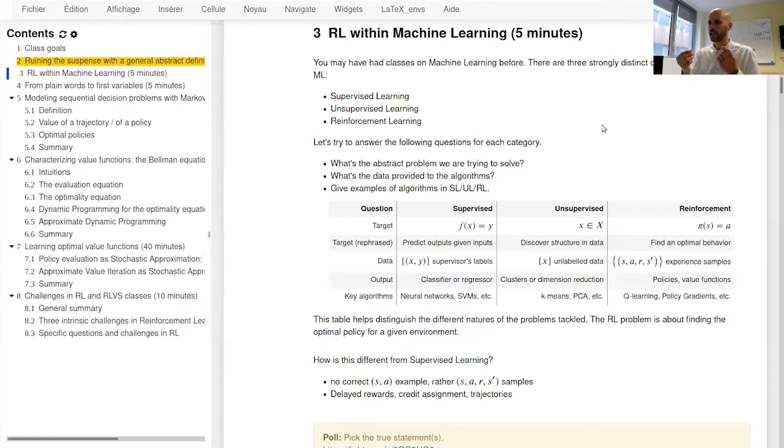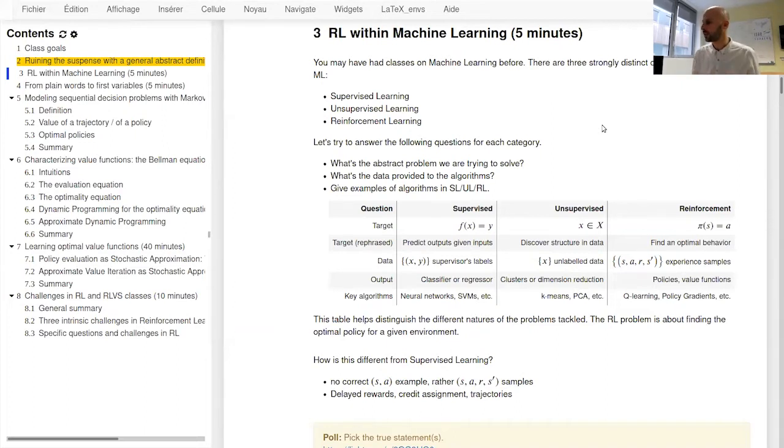What's the abstract problem each category is trying to solve? What is the data provided to the algorithm, which should be related to that abstract problem? And we'll try to give examples of algorithms in supervised, unsupervised, and reinforcement learning, just so that you have the keywords and something to ground your ideas on.